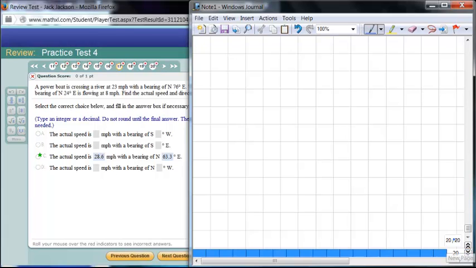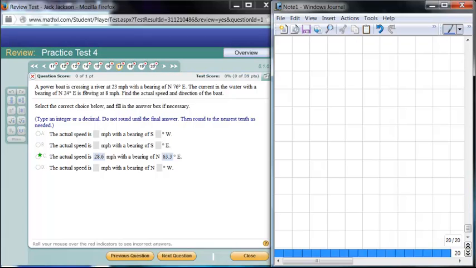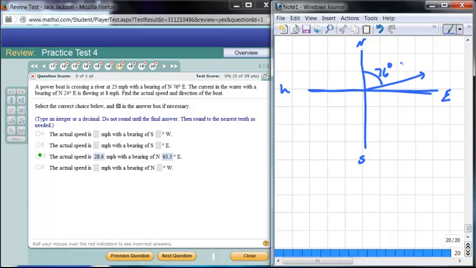Okay, we got another application with some vectors. A powerboat is crossing a river at 23 miles per hour, bearing north 76 degrees east. So here, let's put a reference. North, south, east, west. Let's go right along these lines here. So north, 76 degrees east. It's going to be kind of like this. 76 degrees here, northeast. And it's 23 miles per hour.